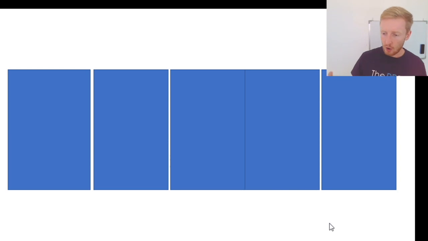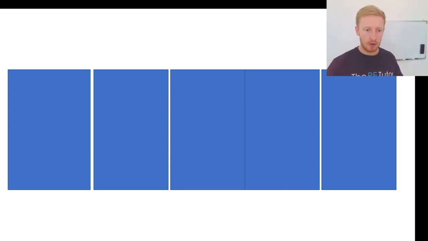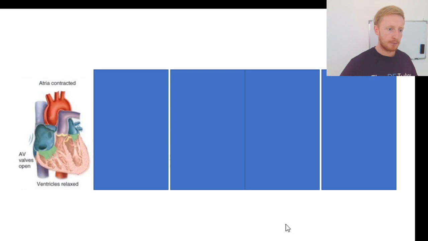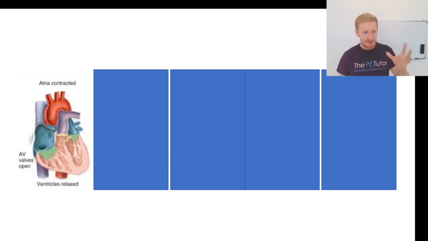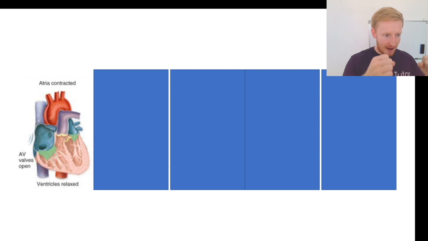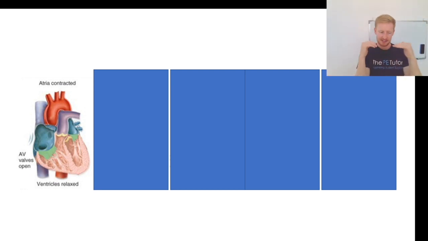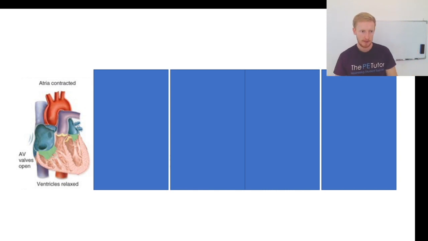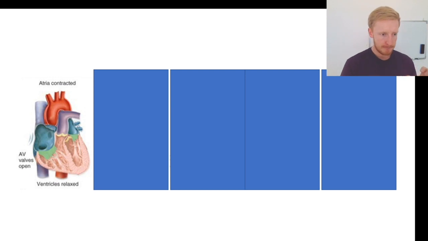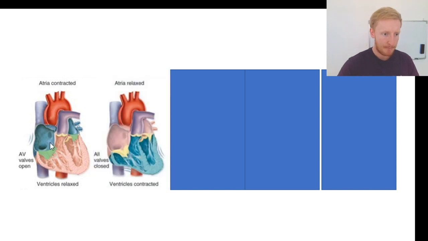So how does this look? Okay, we've seen the words. How does this look in terms of pictures? Well, the AV valves are open as the atria contract. And the AV valves are the ones that sit between the atria and the ventricles. Atrioventricular valves. So they're open. And the ventricles below them are relaxed. And here you can see the atria contracts and blood is squeezed through and down into the ventricles.